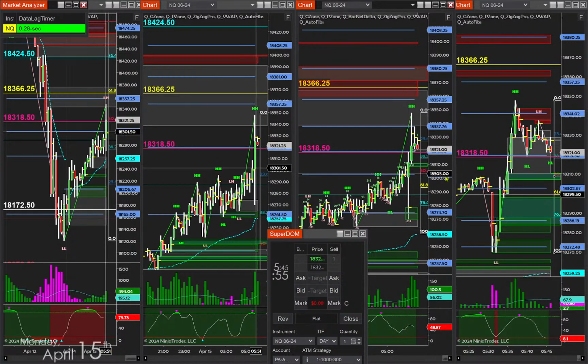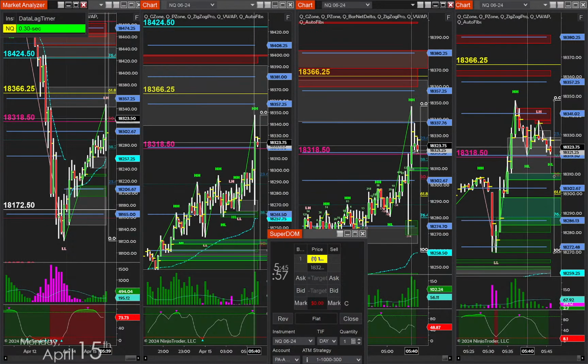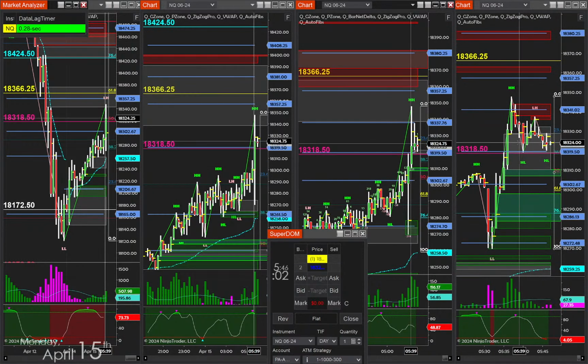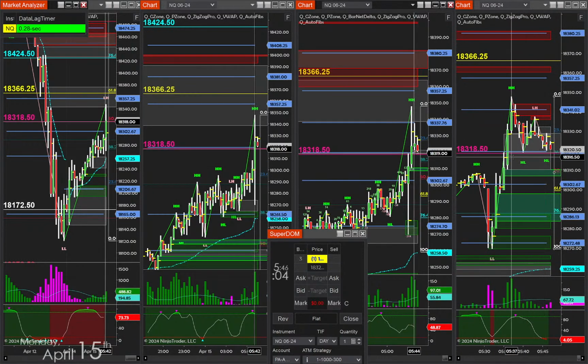So this is actually a good short here, actually. But the problem is the 1 minute's already there's a little bit of support here at the 50.